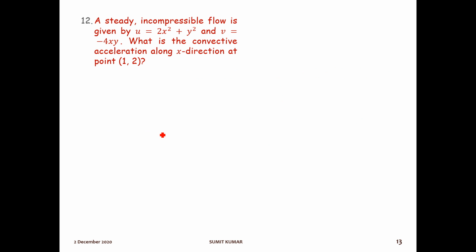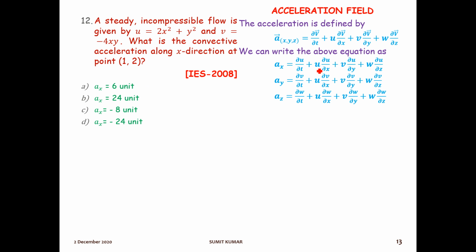The next question is, a steady incompressible flow is given by this, u and v are given. What is the convective acceleration along the x direction? Okay, so the convective acceleration, we already know the convective acceleration terms, the last three terms here, because this is the convective acceleration and this term is called local acceleration. But it is asking about the convective acceleration along the x direction. It means we will use this equation.